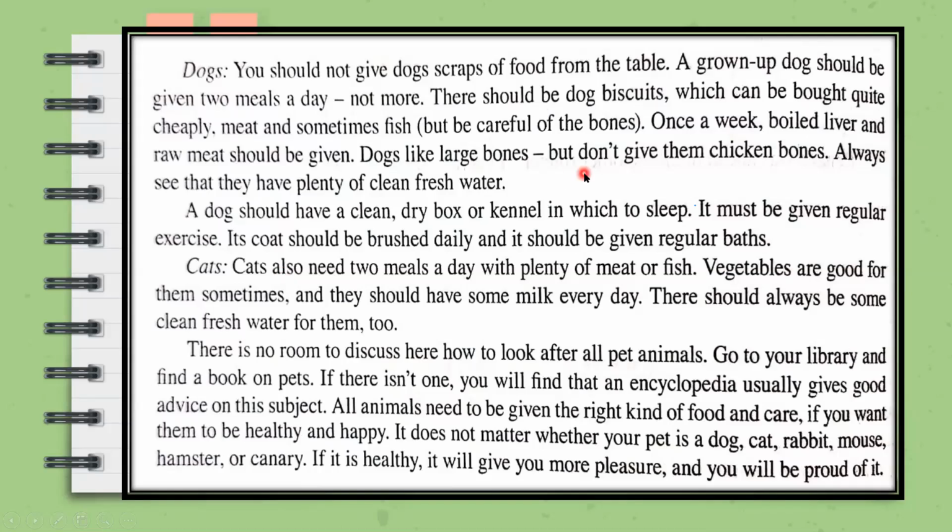Here we have, dear students, number one: if any dog is a pet, you should not give dogs scraps of food from the table. A grown up dog should be given 2 meals a day, not more. There should be dog biscuits, which can be bought quite cheaply, meat and sometimes fish, but be careful of the bones. Once a week, boiled liver and raw meat should be given. Dogs like large bones, but don't give them chicken bones. Always see that they have plenty of clean, fresh water.